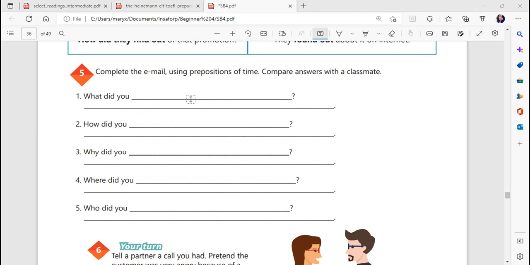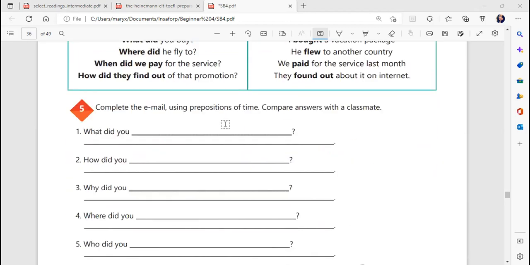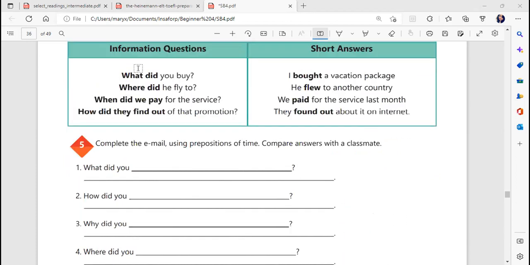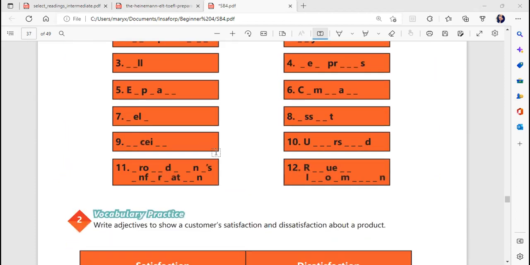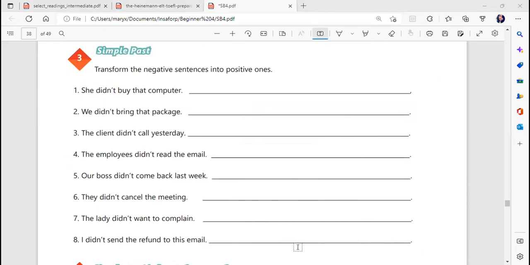Okay, perfect. So we just did this, how to use past information questions. As we can see, we're connecting the meaning of the WH words to the answers that we're looking for. Now, based on this, we're gonna do this vocabulary in a moment. We're going to do that one right now, but I would like you to practice with me. Okay.